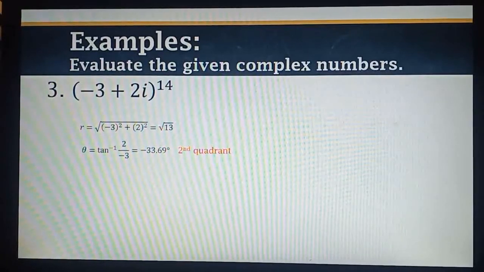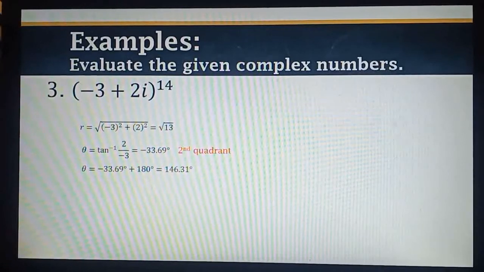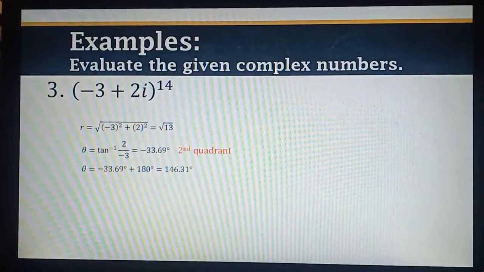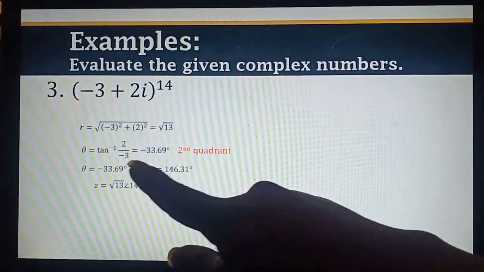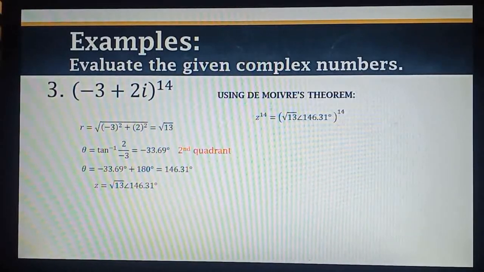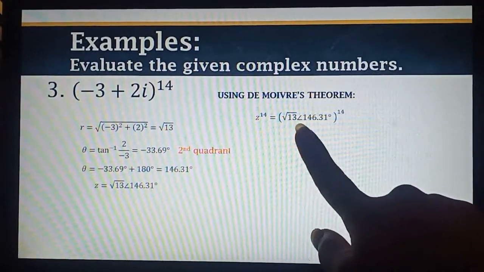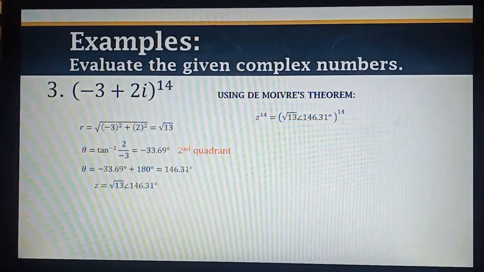So you have to convert the angle na kung saan manggagaling siya dapat sa positive x-axis. So para manggaling yung angle natin sa positive x-axis, the negative 33.69 must be added to 180 degrees. So our real angle for the polar form, you will now have 146.31 degrees. So our polar form of negative 3 plus 2i is square root of 13 at angle 146.31. Now we will use De Moivre's theorem, which is z raised to 14, and that is equivalent to square root of 13 at angle 146.31 degrees raised to 14.